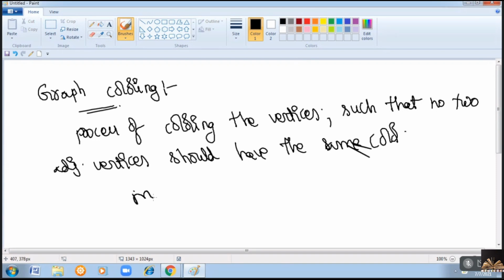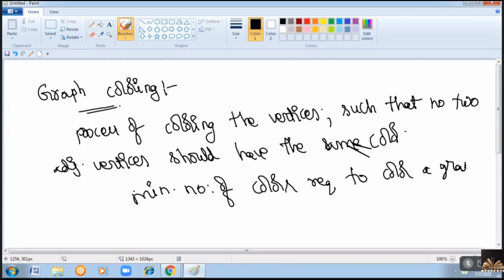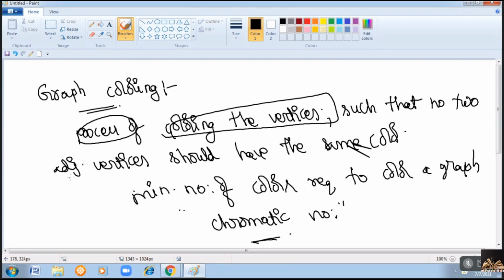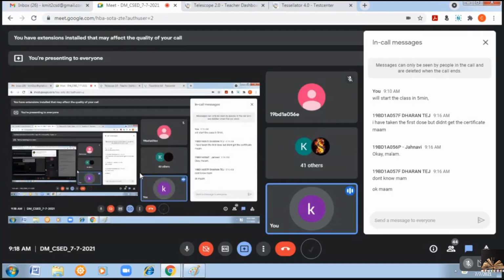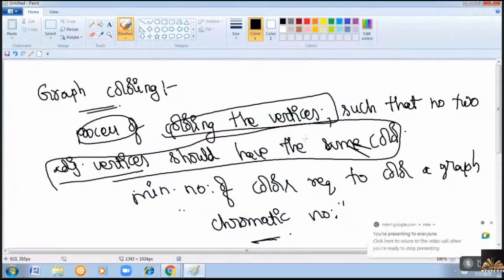The minimum number of colors required to color a graph is known as the chromatic number of the graph. Graph coloring means coloring the vertices such that no two adjacent vertices have the same color, and the minimum number of colors you require to color the graph is known as the chromatic number of a graph.